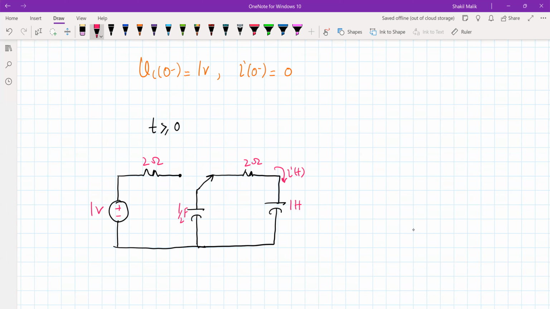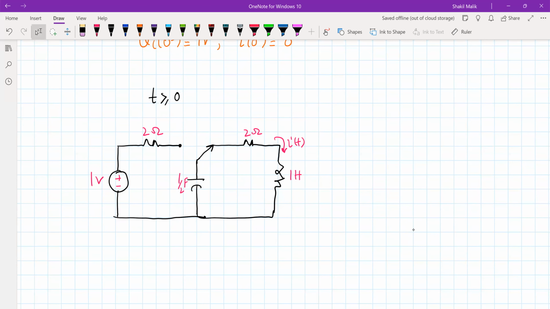This is 1 Henry. Sorry, this is an inductor, this is not a capacitor. This is an inductor here, so this is 1 Henry. But we have Vc(0 minus) is equal to 1 volt.